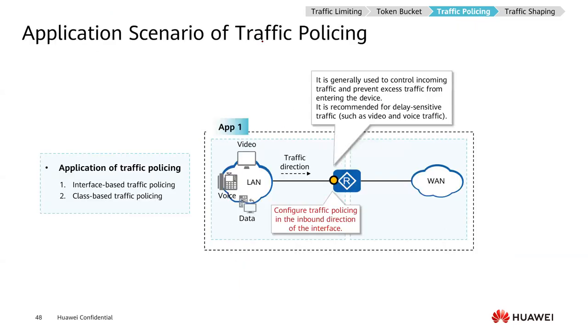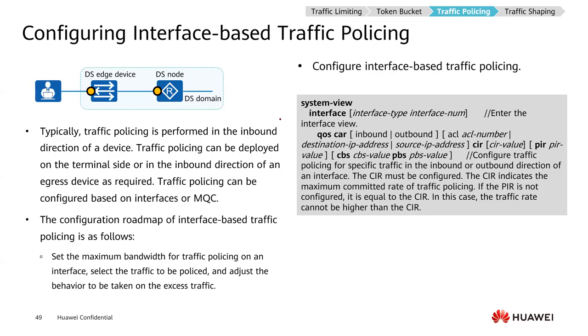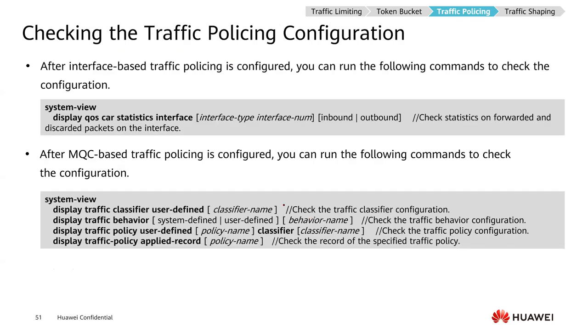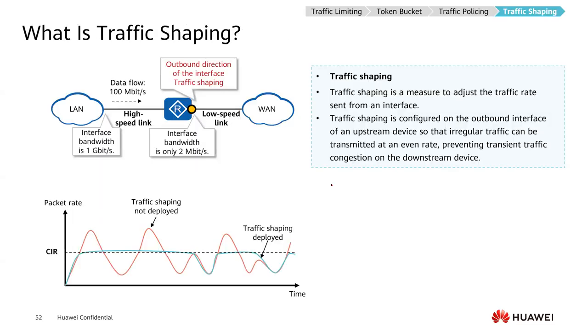The traffic policy's application scenario is, most of the time, just inbound. Inbound, okay. This is most widely used. But if you want to use it in outbound, this is also okay, but most of the time it is inbound. A little bit of configuration; this part we just pass. About configuration, I guess you can check it after the class.